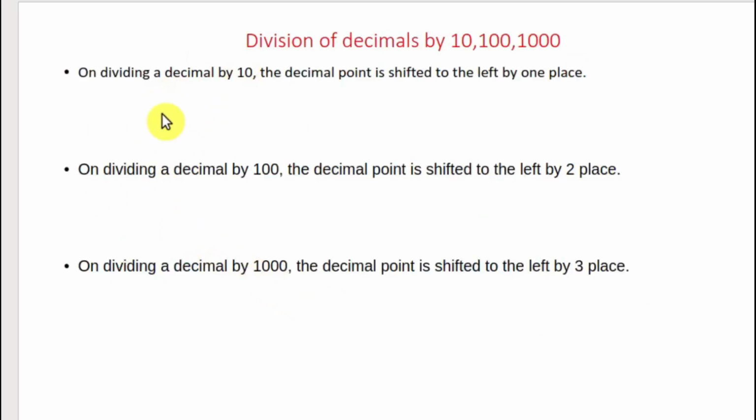Next, division of decimals by 10, 100 and 1000. On dividing a decimal by 10, the decimal point is shifted to the left by 1 place. When we are multiplying by 10, the decimal point is shifted to the right. Here, dividing, the decimal point is shifted to the left. For example, 2.3 by 10. So, 2.3, the point is shifted from here to here. So, the answer is 0.23. Understood? One more.